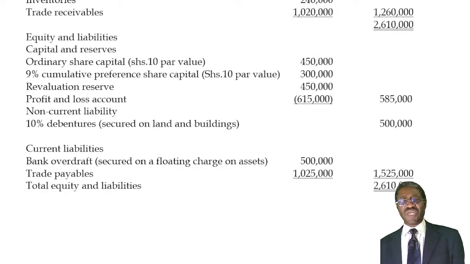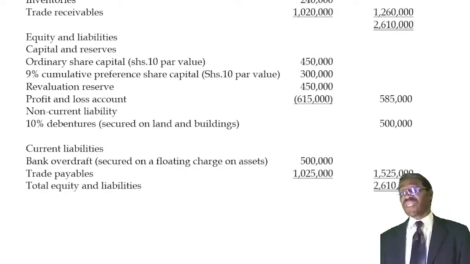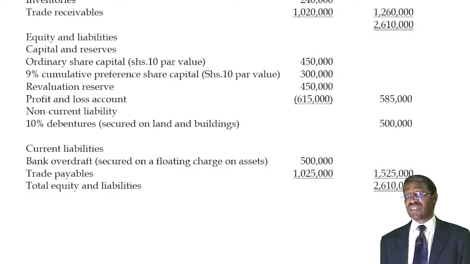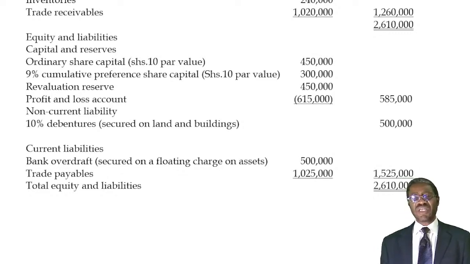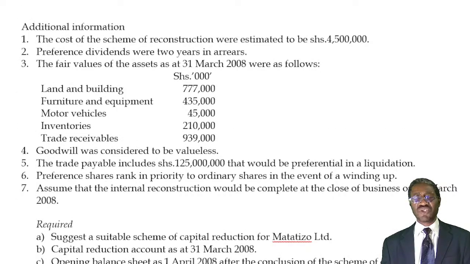Then we go to non-current liabilities. Among them, we have the 10% debentures, which they are saying in bracket, secured on land and buildings. Next, we have current liabilities. Among them, we have bank overdraft, and they are telling us again in bracket, secured on a floating charge on assets. Then finally, we have trade payables. After that, I think now we go to the additional information because that's the balance sheet.